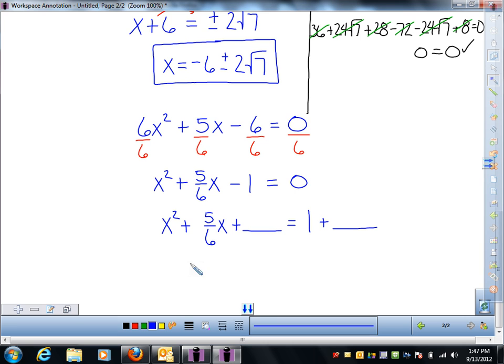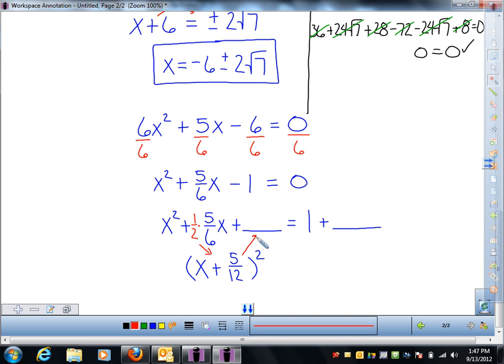Okay? Now, to make this so it factors really nice and clean for me, I'm going to continue that same thing, and I remember the relationship. I take half of this middle term. It's a fraction. Well, that's okay, because when I take half of that number, I end up with 1 times 5 is 5, and I get 2 times 6 is 12. I get 5/12.